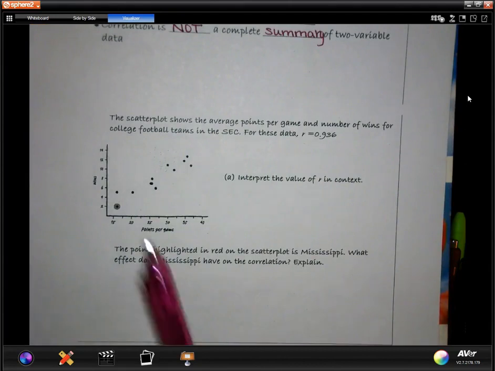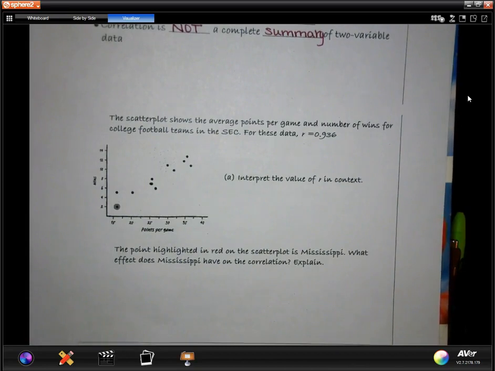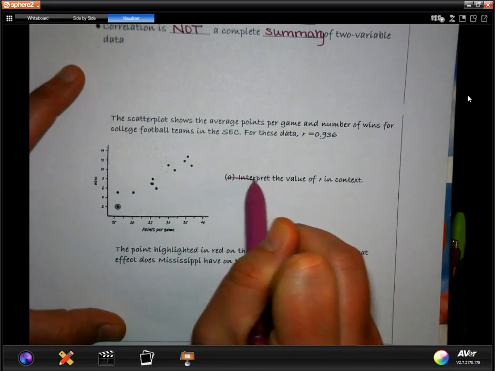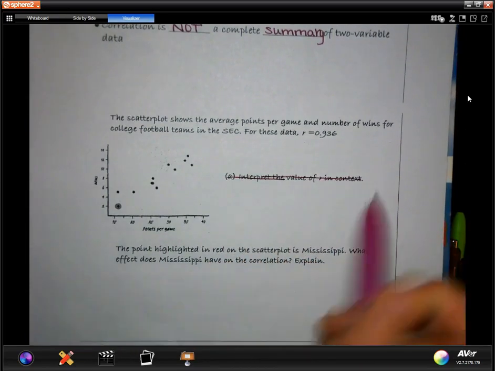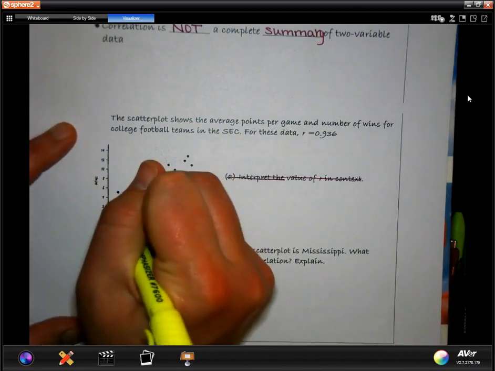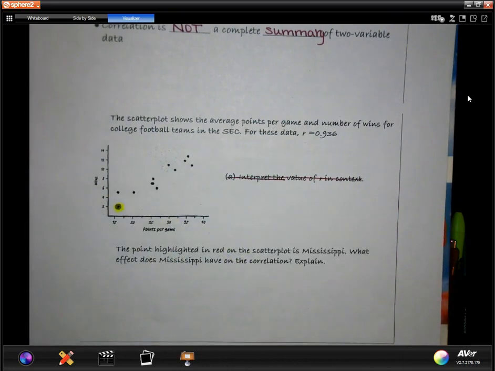So here is the scatter plot of the football data you guys put into Google Sheets and made your scatter plot. Okay. I was apparently tired when I typed this up because I already had you interpret the value of R in context, so we're not doing that again. What I want to talk about is the highlighted point. So it says in red because when I actually made this, it was in red, and then I printed it and it didn't show up red. So the highlighted point is this bottom one here. You can see it's kind of got the poof around it, but it's that guy down there.